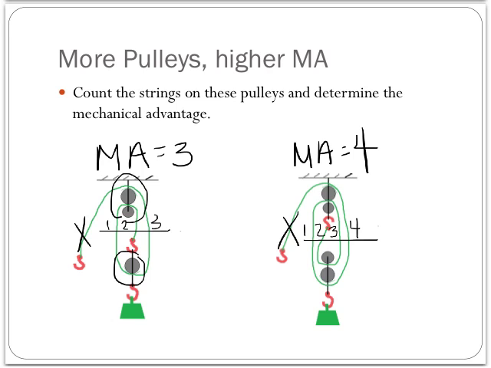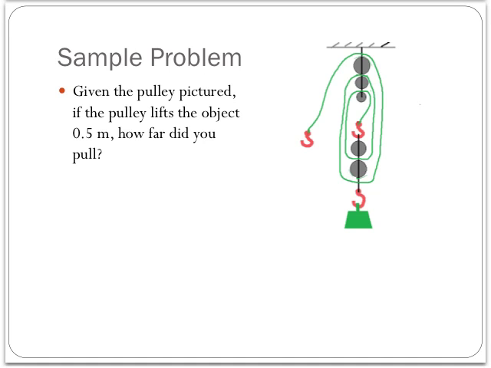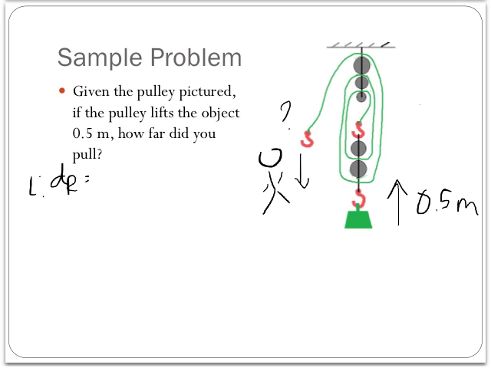So let's apply this. Given the pulley pictured, if the pulley lifts the object 0.5 meters, how far did you pull? It's telling you that this object is going to go up 0.5 meters. You're going to pull it down, but we don't know how far. If you think back to LSU, our knowns are dR, what the machine does, which is 0.5 meters. What you do, dE, is our question mark. Based on that alone, it appears that there's not enough information to figure this out.